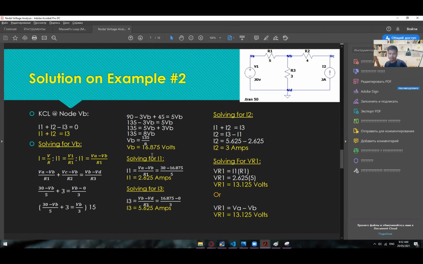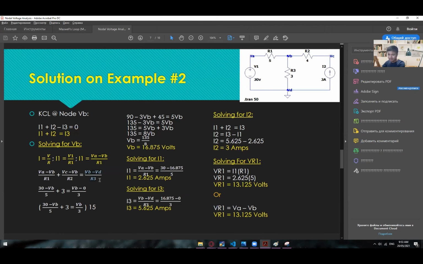Same, sir. Very good. So now, since we already have the value of VB, we can now solve for the value of I1, I2, I3, so any of those that you can solve first. But in here, we can now solve for the value of I1, using this formula, we have VA minus VB divided by R1. Just substitute everything, and then you will get 2.625 amps.